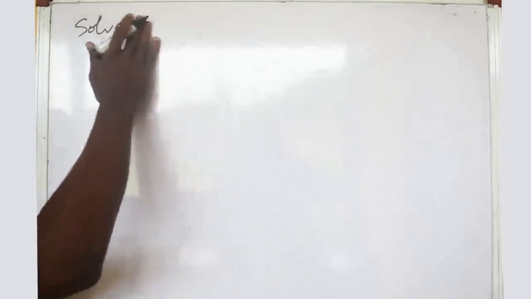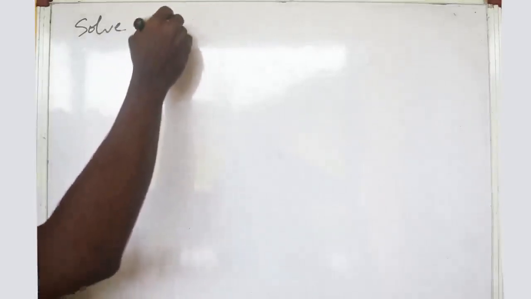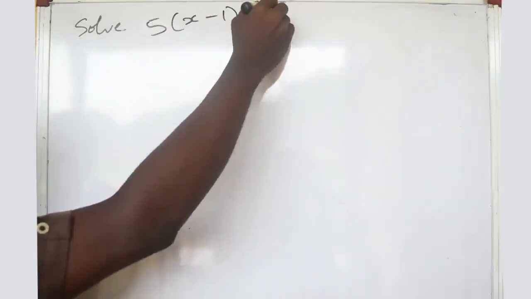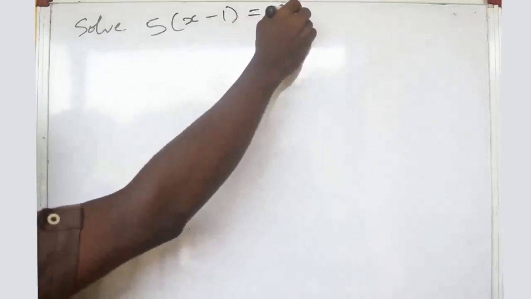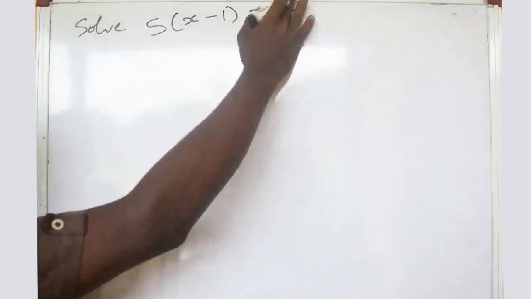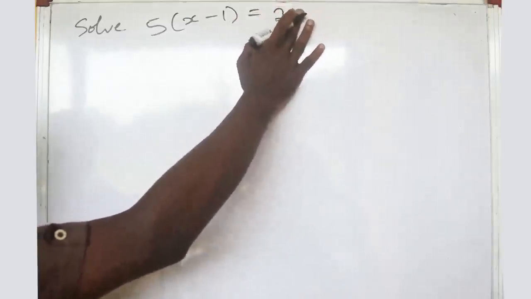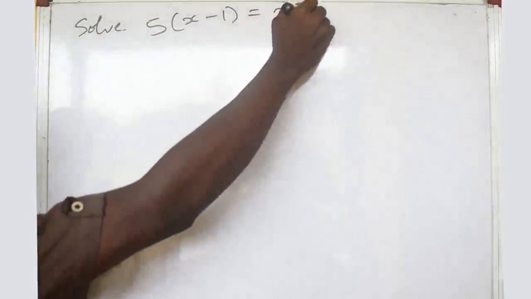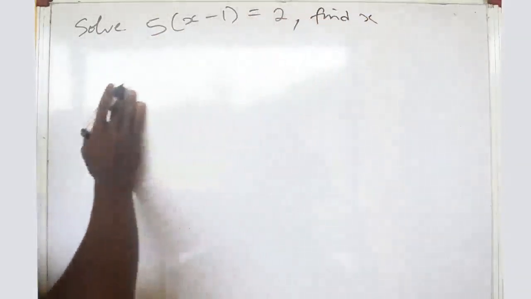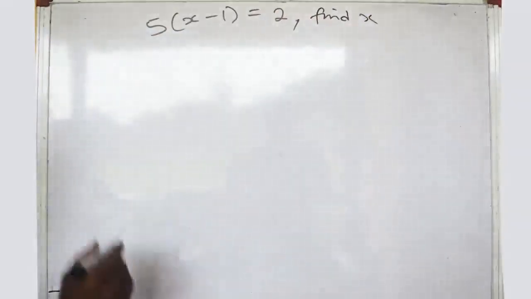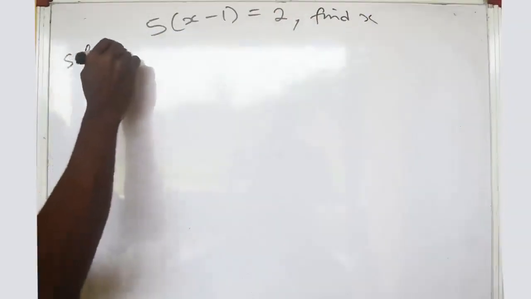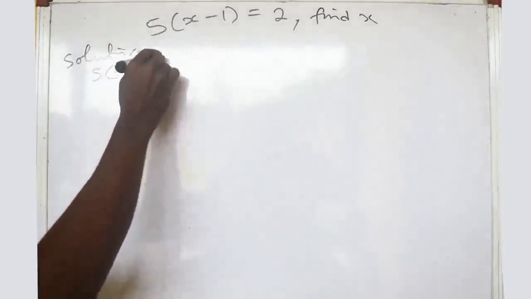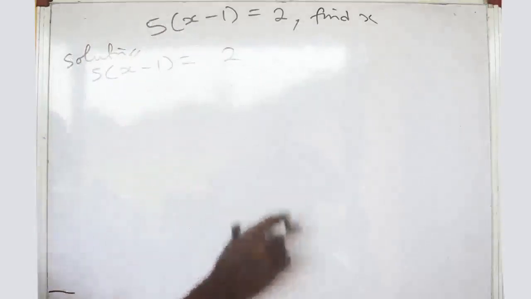Let me change before you people will say I'm using 3 all the time. Let's say 5 in bracket x minus 1 is equal to, let's say 2. Let me leave it like this for now. Now, question says find x. So you write solution. After writing solution, let's bring down this. 5 into x minus 1 is equal to 2.